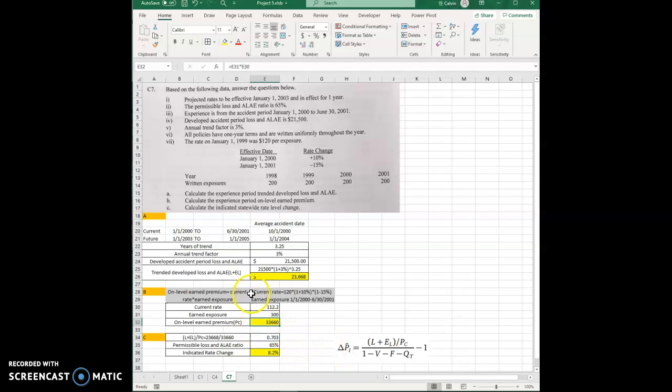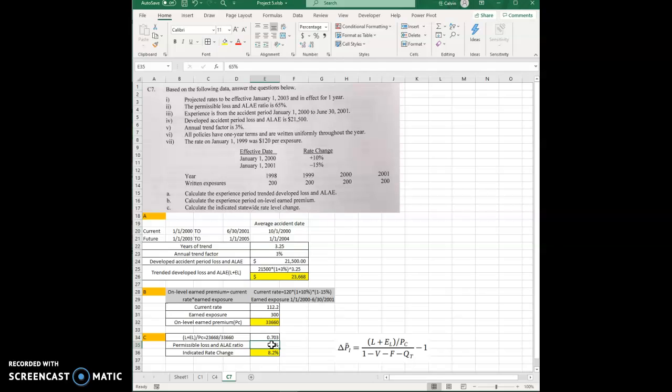And finally, we can use this formula. We already have L plus EL. We know PC. We use L plus EL, this number, divided by this number. We get the upper part of this formula, and the answer is 0.703.